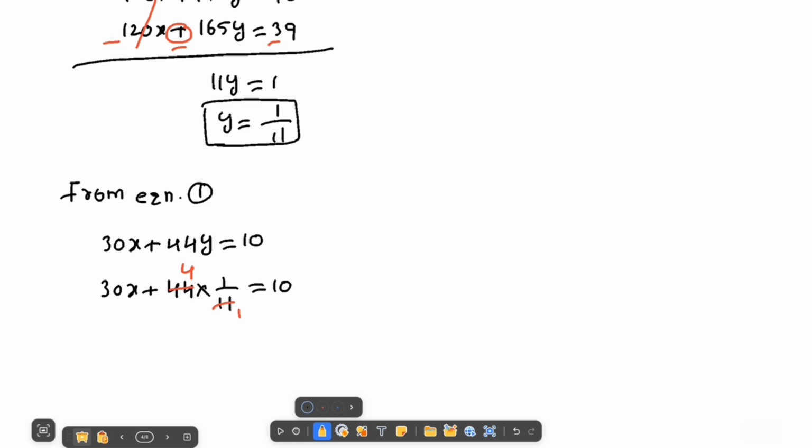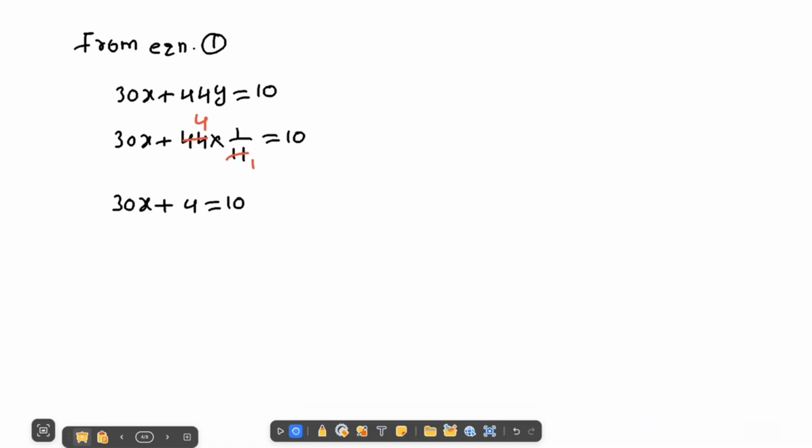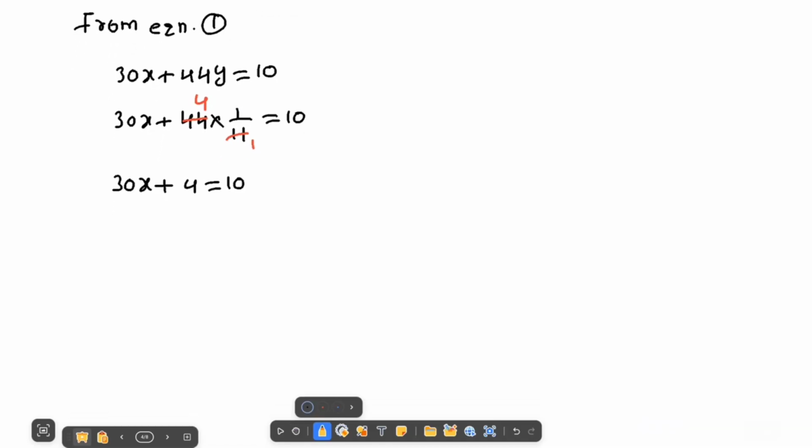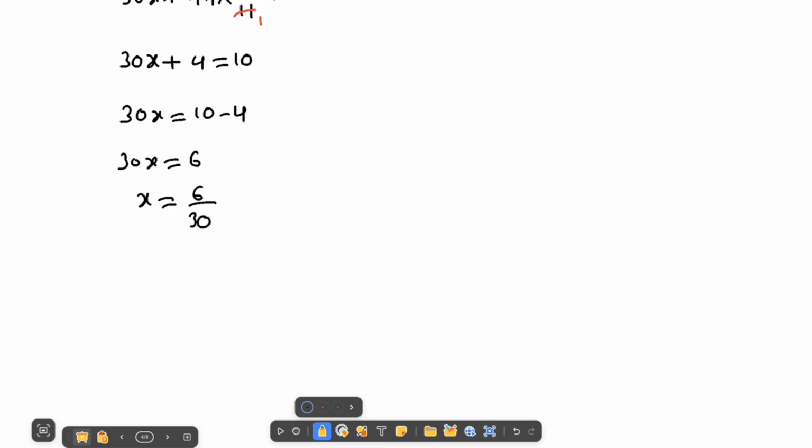Now the equation becomes 30x plus 4 is equal to 10. Send 4 to the right side, so it becomes 30x is equal to 10 minus 4, which is 6. Send 30 to the right side. Now x is equal to 6 by 30. Here cancellation is possible. 6 ones are 6, 6 fives are 30. Now the x value will be 1 by 5.